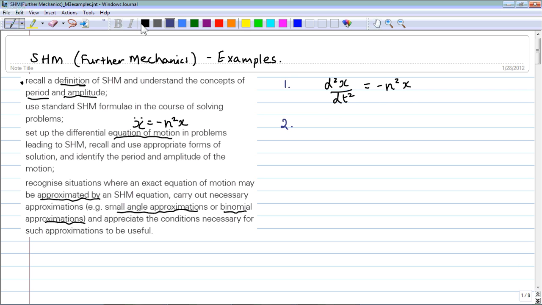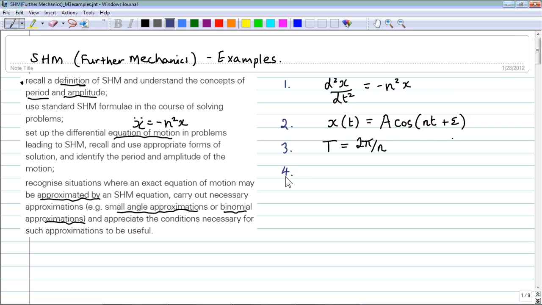Second most important equation is the general solution of that, which is x equal to the amplitude times cosine or sine of nt plus epsilon. So here we already discussed this as a general solution for the above equation. Alright. Third equation you need, maybe the third most important, is the relationship of the period to the quantity n. So T is 2 pi over n.